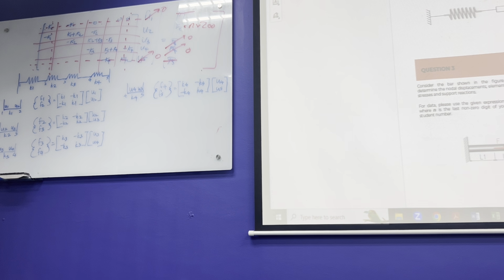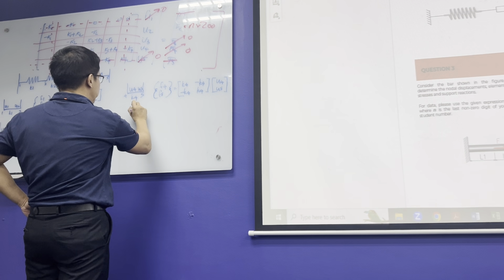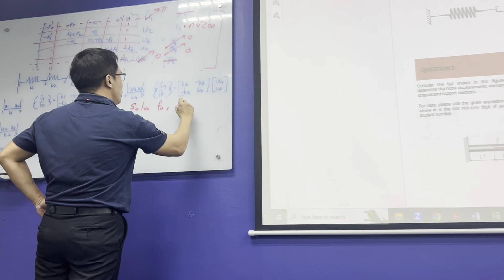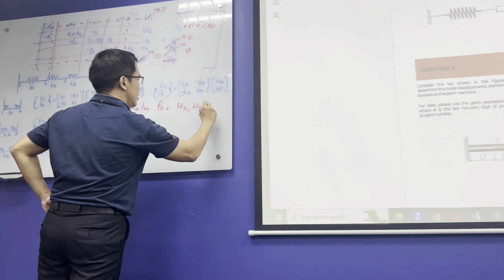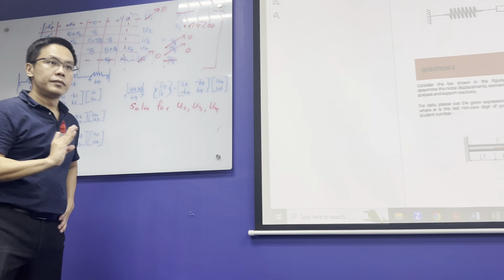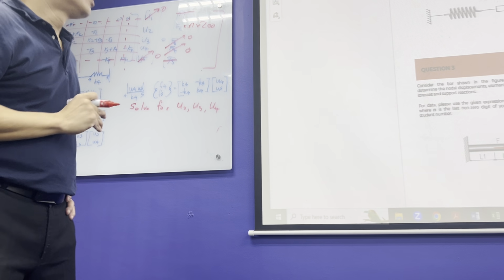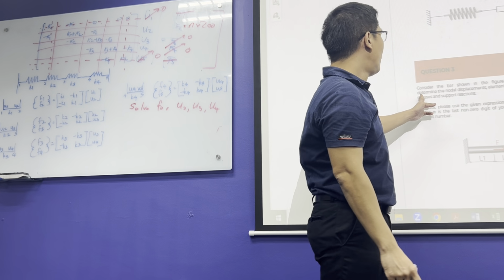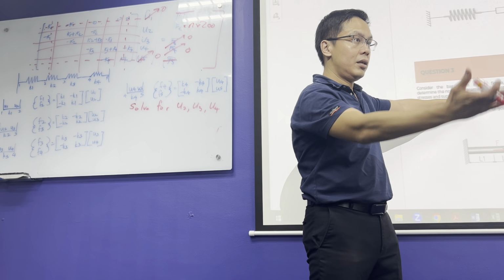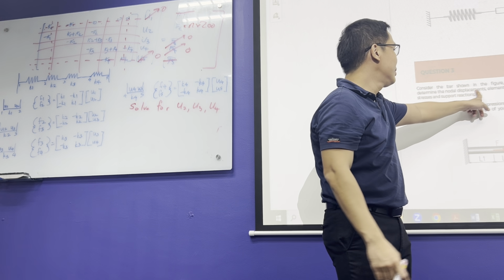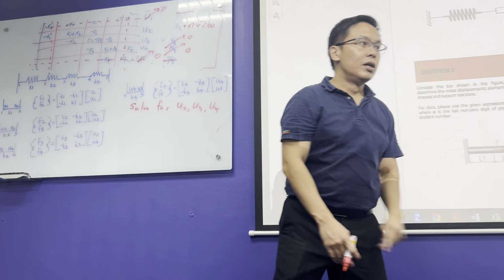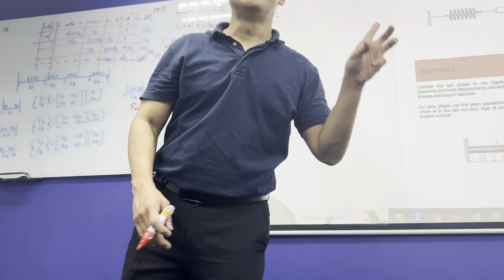After that we solve, from this, for U2, U3, U4. Correct? Read the question. What are we looking for? First is the node displacement, followed by the element stress. So how do you find the element stress?